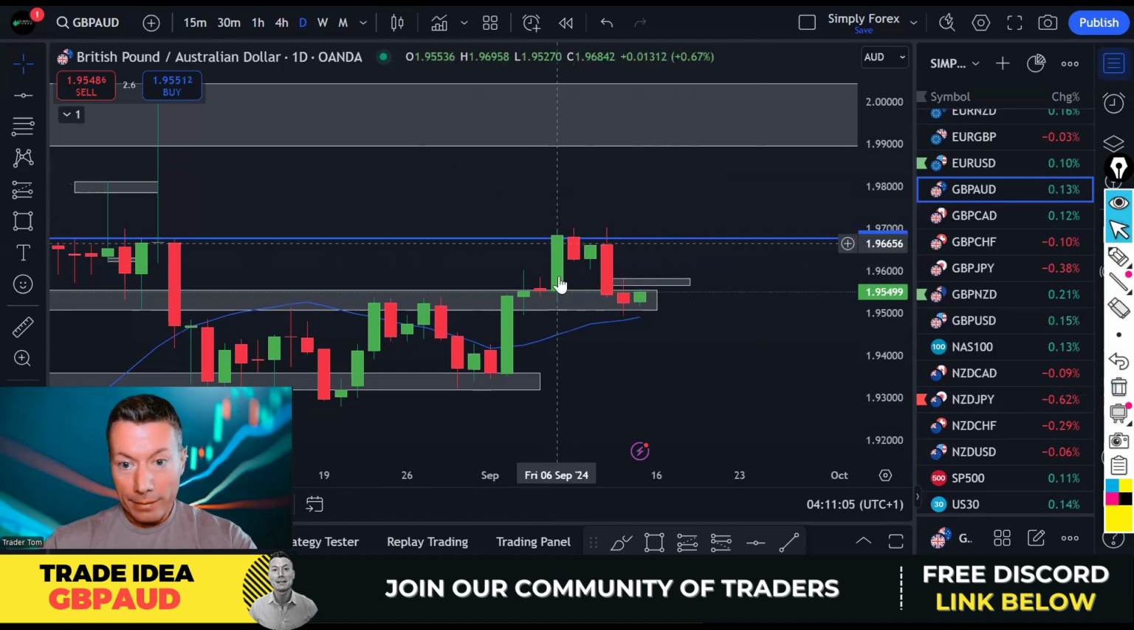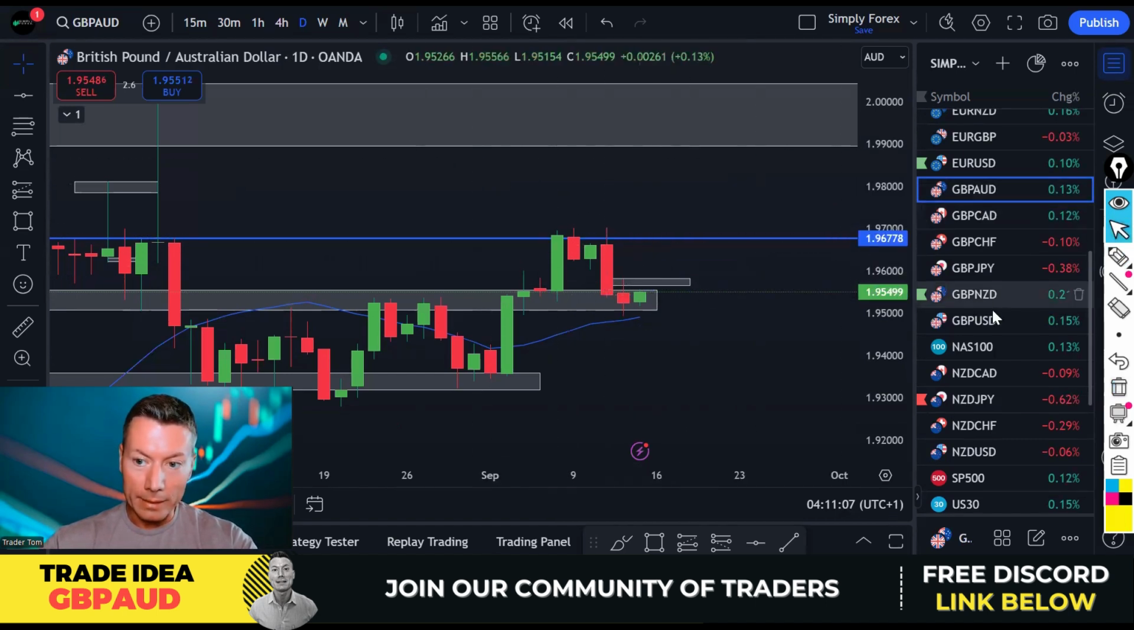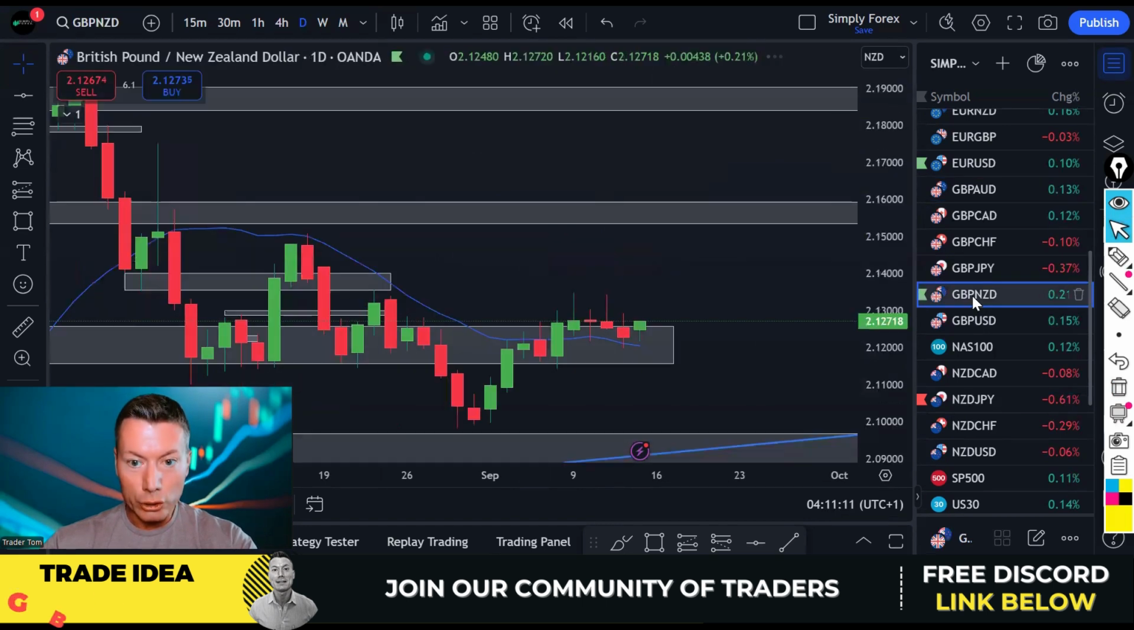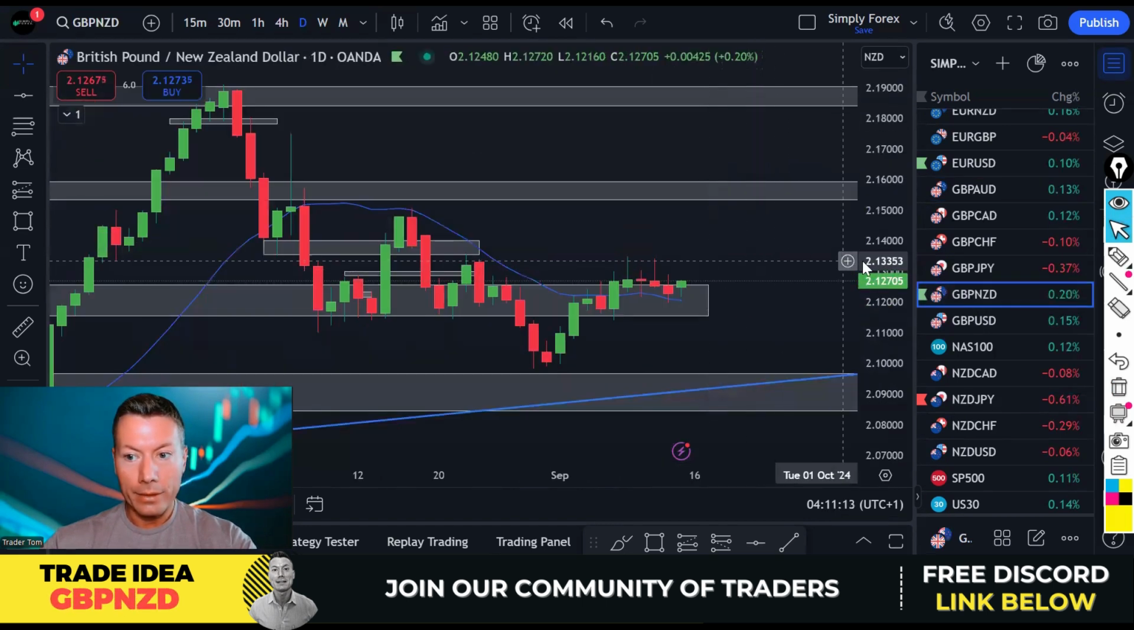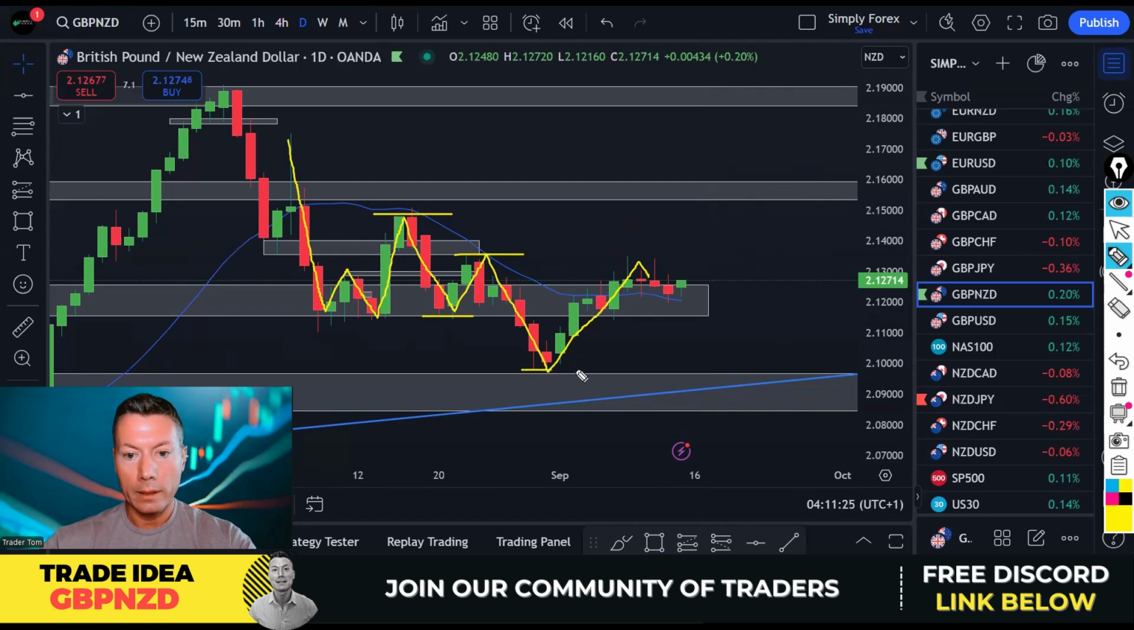Now let's compare, that's the day chart. Let's compare this with pound New Zealand dollar daily chart. And this, I'm actually in this trade, guys. And this is in a downtrend, right? We're getting lower highs, lower lows, and these highs right here haven't broke.